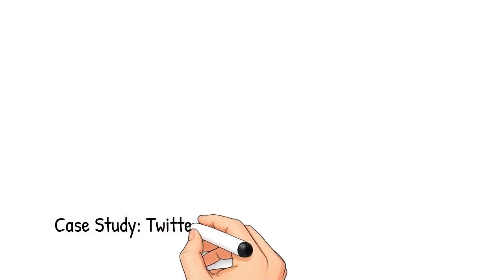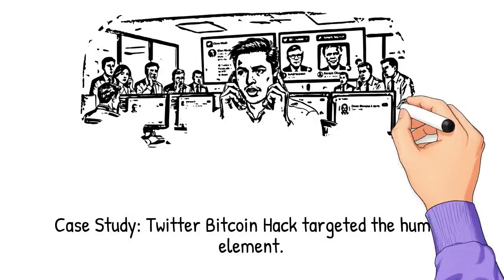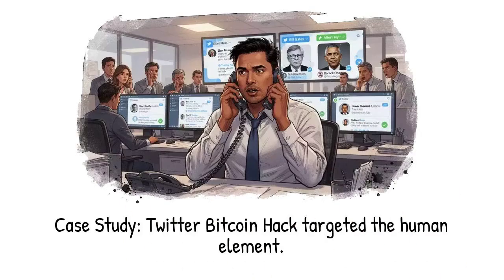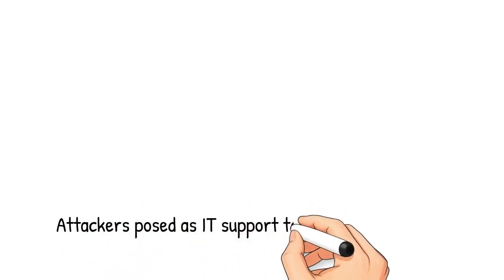In 2020, several high-profile Twitter accounts, including Elon Musk, Bill Gates, and Barack Obama, were hacked. The attackers didn't break into Twitter's servers. They didn't exploit a software vulnerability. They didn't bypass firewalls. They targeted the human attack surface.